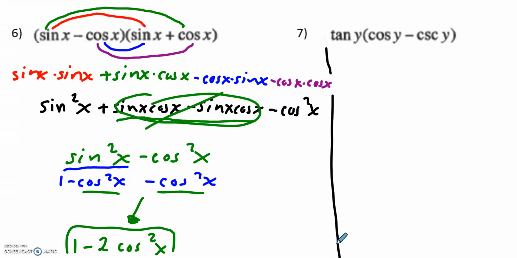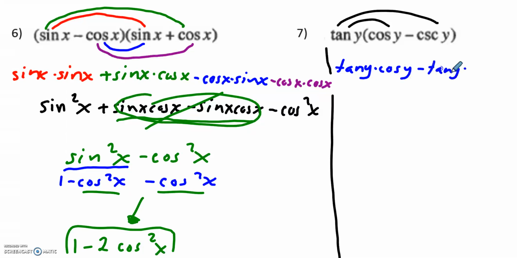Number 7. I again look inside the parentheses, order of operations, and ask, can I combine a cosine with a cosecant? Well, again, those are not like terms. So let me distribute the tangent y in just to see if that gets me somewhere. Sometimes it's good just to try things. So we have tangent of y times cosine of y minus tangent of y times the cosecant of y.